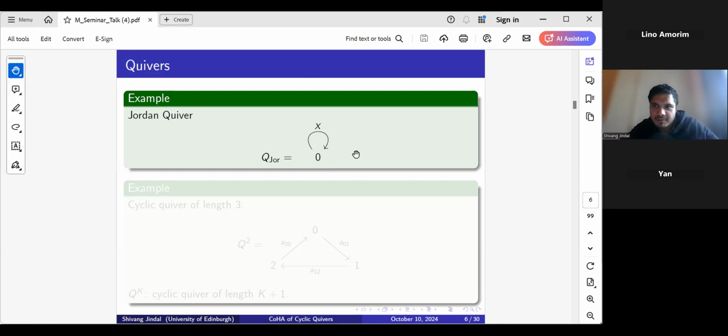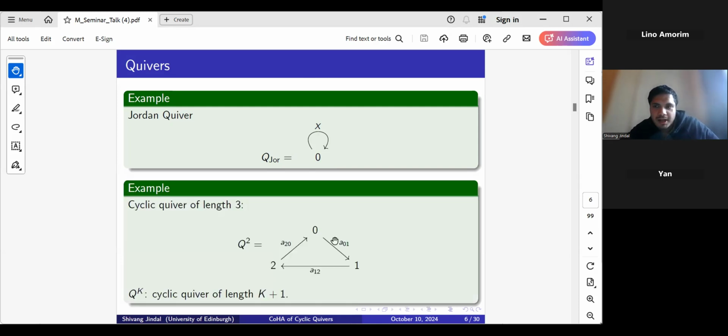Similarly, the object we are interested in is the cyclic quiver. For example, here I explain the cyclic quiver of length 3. It's kind of confusing notation, but it will be clear why I write it this way. It's a graph with 3 vertices and 3 arrows in between that form a cycle. Similarly, by Q_k, I will denote a cyclic quiver with k+1 vertices. Basically, you allow any quiver.